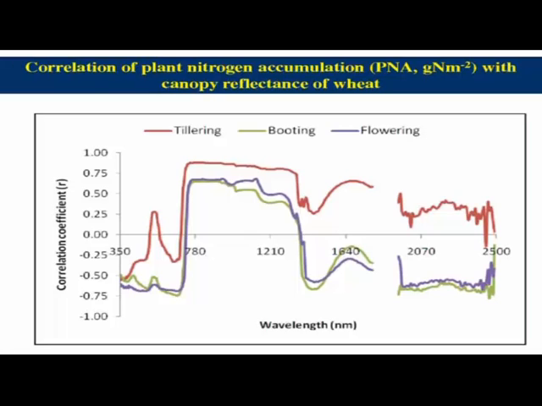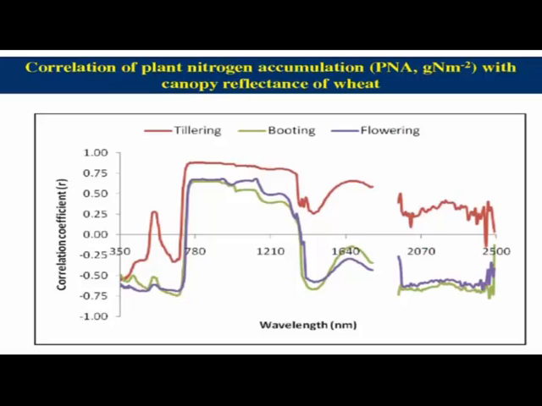The same exercise can also be done in the case of vegetation, where we look at plant nitrogen accumulation, that is nothing but the amount of nitrogen content in the plant in terms of concentration, plus how much is the biomass per unit area. If you multiply them together, that is nothing but plant nitrogen accumulation.